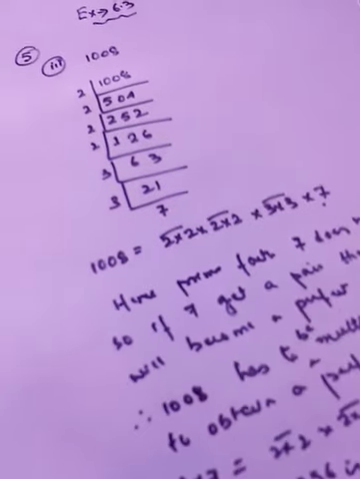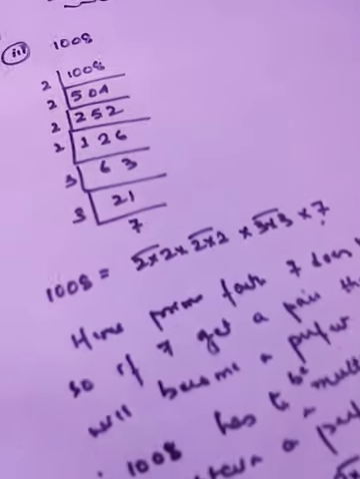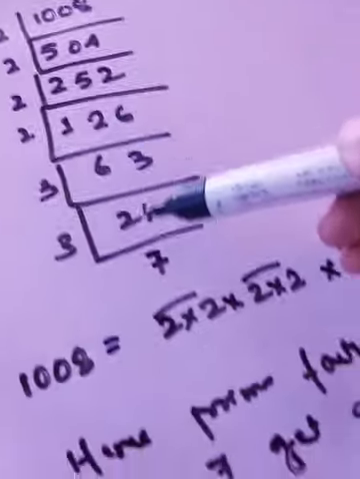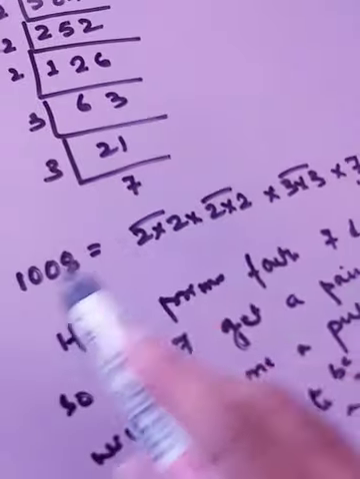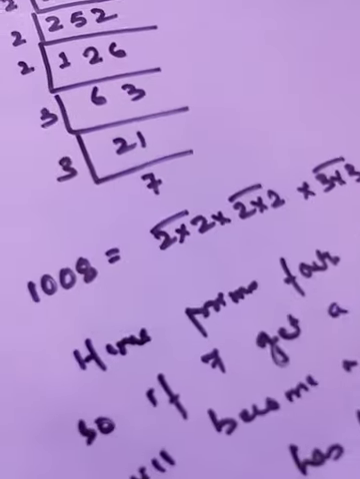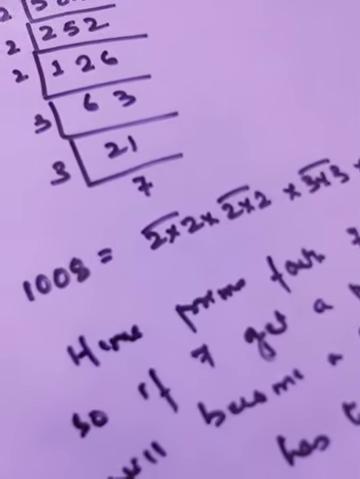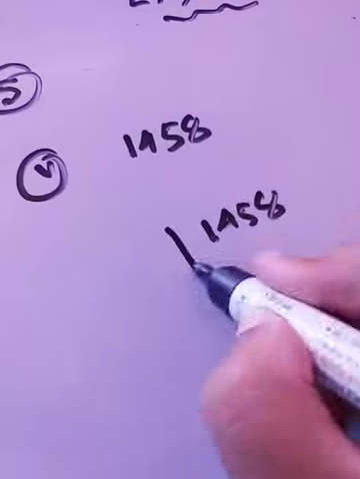Okay, I guess your concept is quite clear now. So now I will be only doing the prime factorization. I won't be writing these things because you have already understood what exactly you have to write. I will just show which is the smallest number that you have to multiply with the other numbers. Okay, so let's move on to sum number 5. So this is sum number 5, students. So 1458, what you have to do?